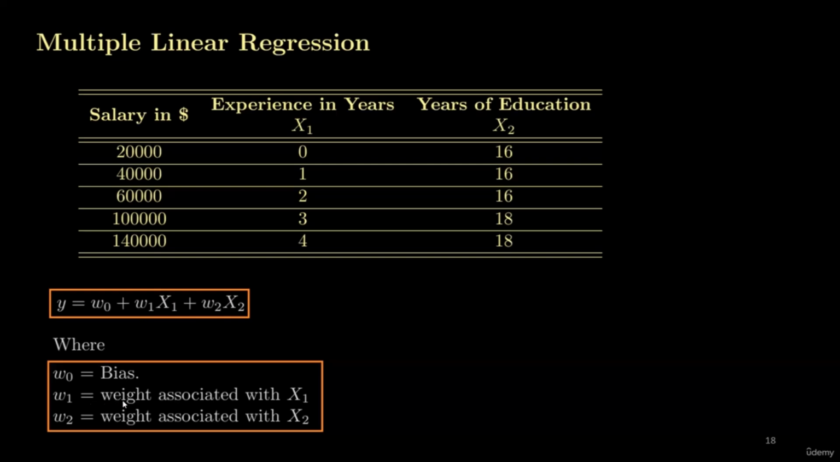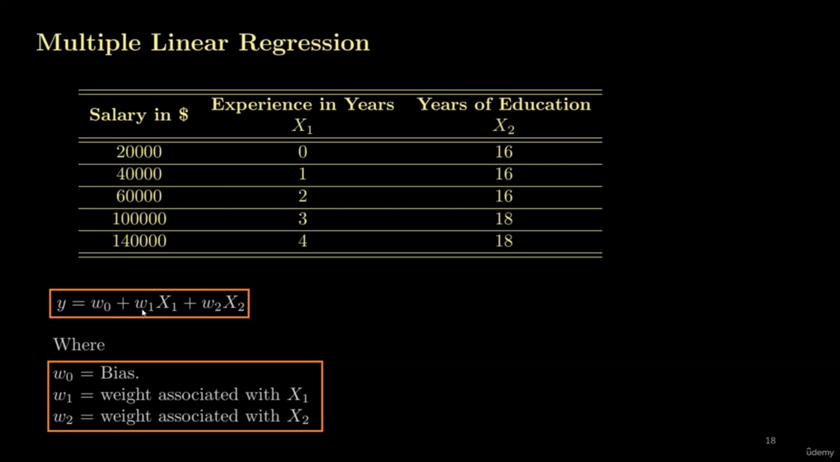So w1 is the weight associated with x1, and w2 is the weight associated with x2. Now the value of weight will decide which feature is more important. The thing is, when we have more than one feature, it is not necessary that all features are equally important. It is the value of weight which decides which feature is more important.